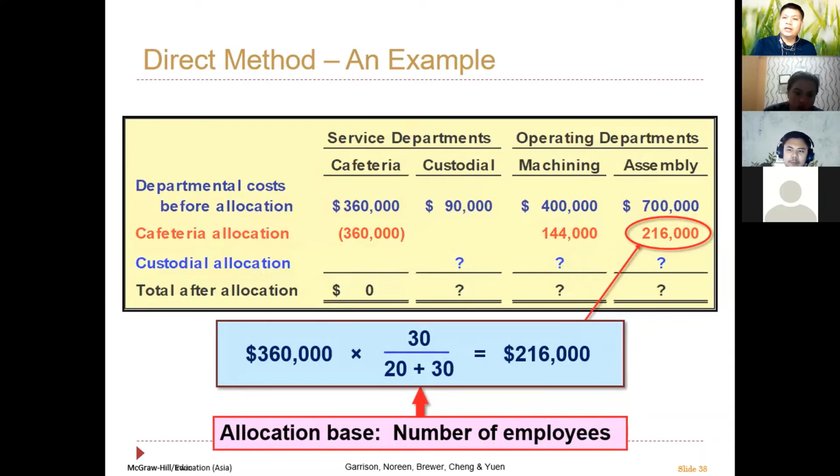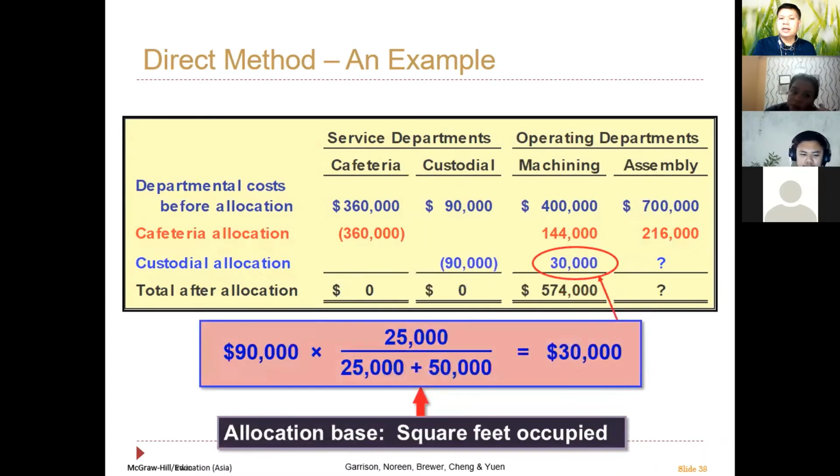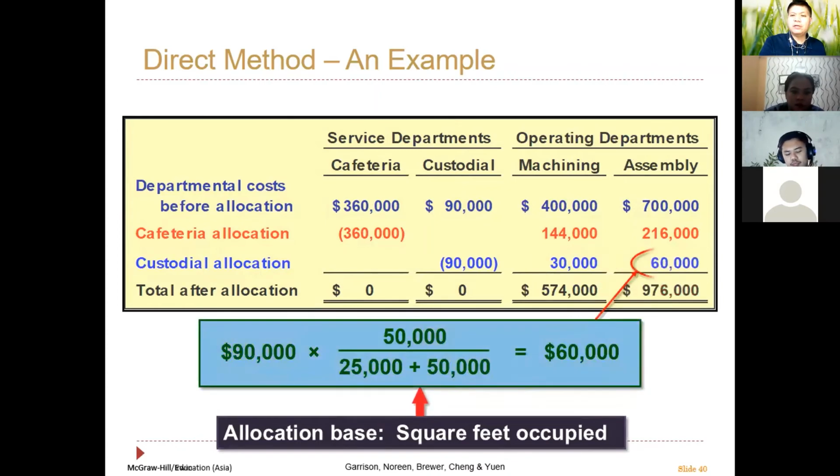Square feet. No, the area occupied by the department. So, 25 over 75. What's the other fraction? 50 over 75. And of course, the total cost of machining would be its own cost of 400 plus the cost from cafeteria and the cost from custodial. Assembly is the same: its own 700 plus the cost from cafeteria and from custodial. Okay?